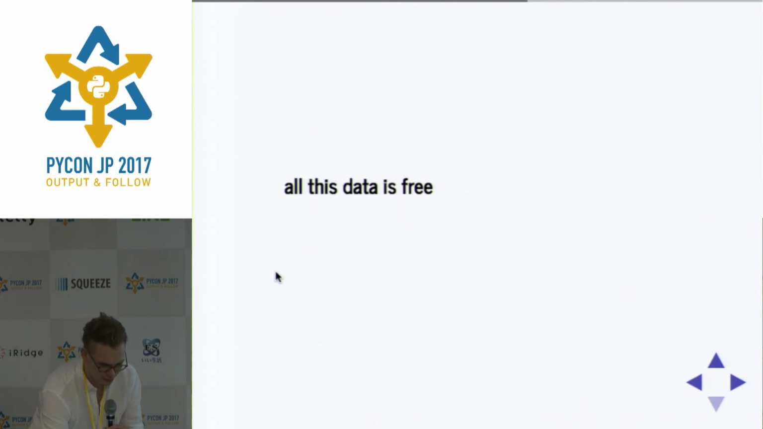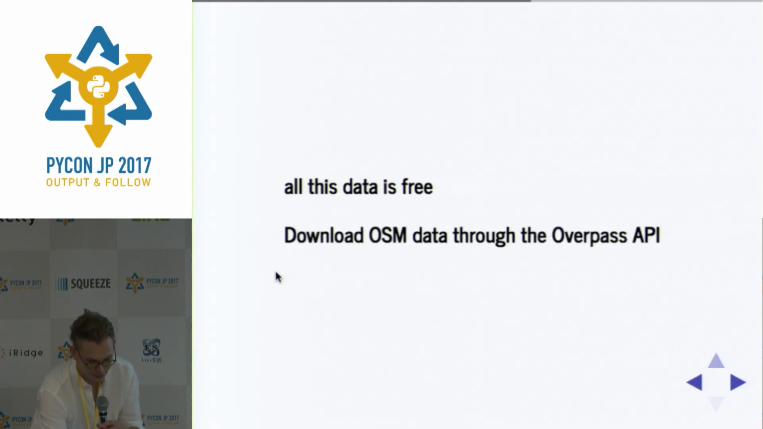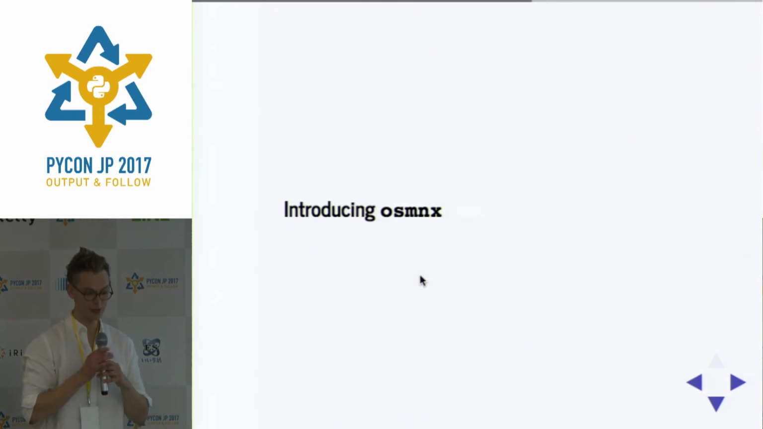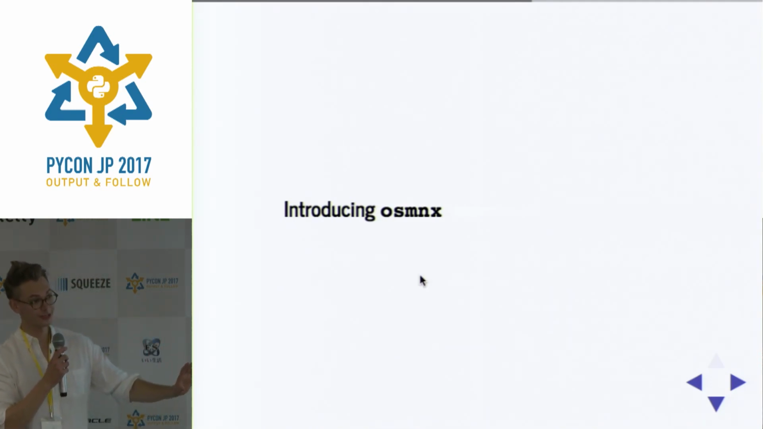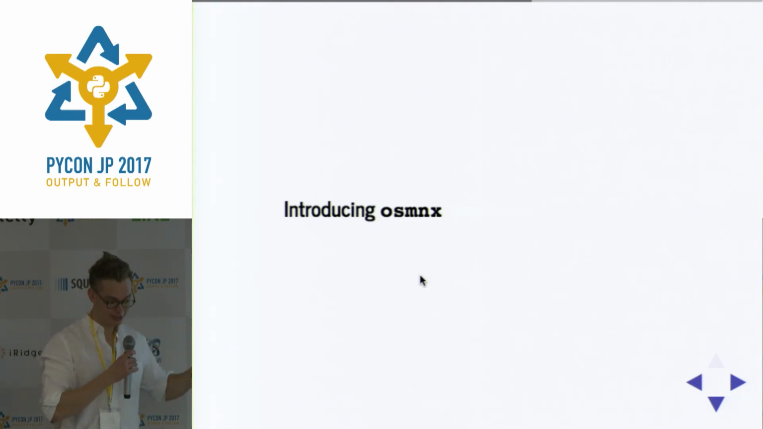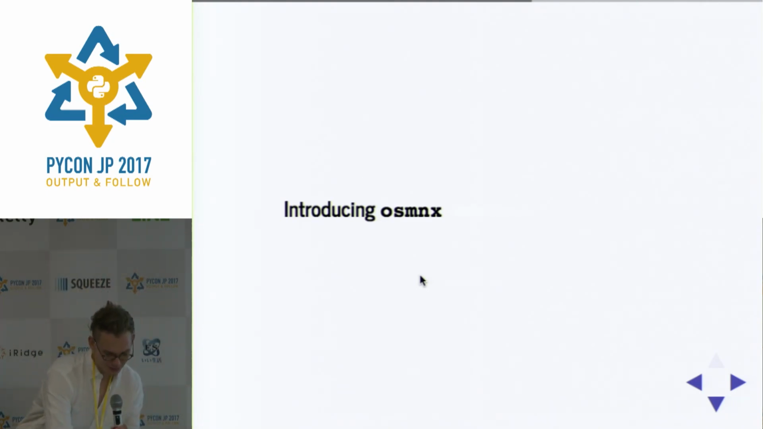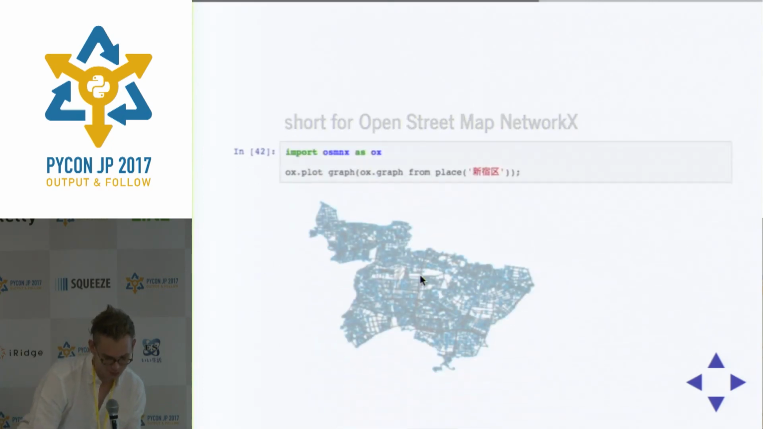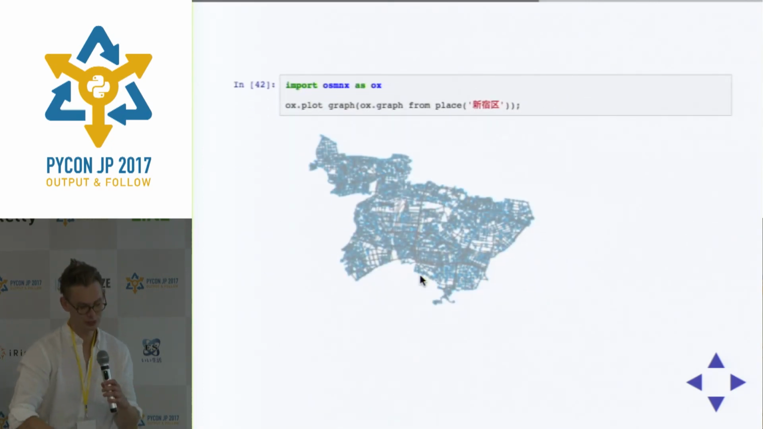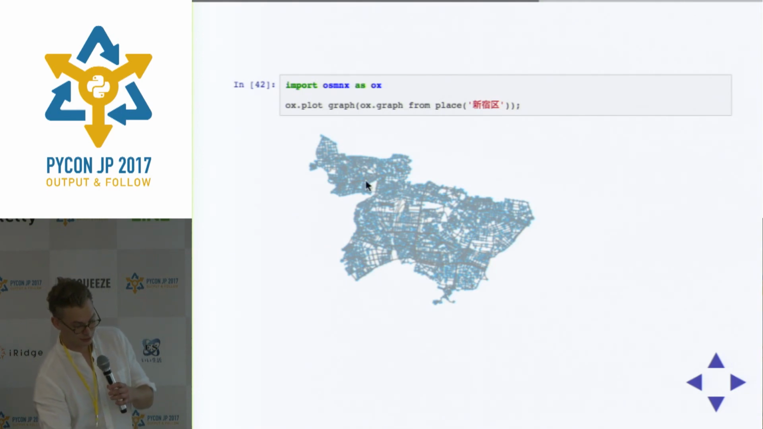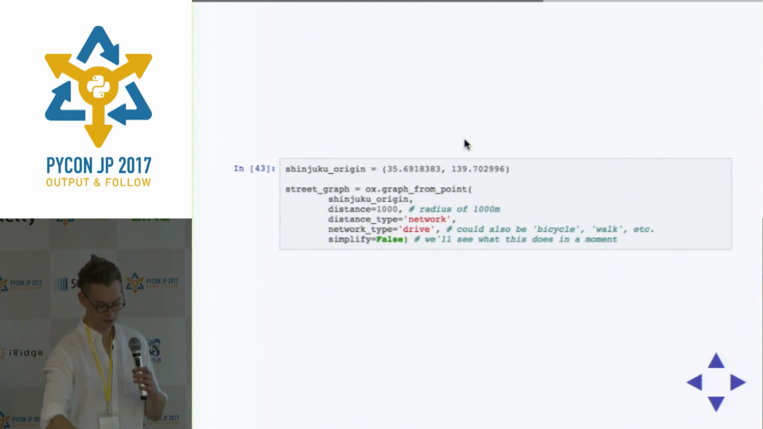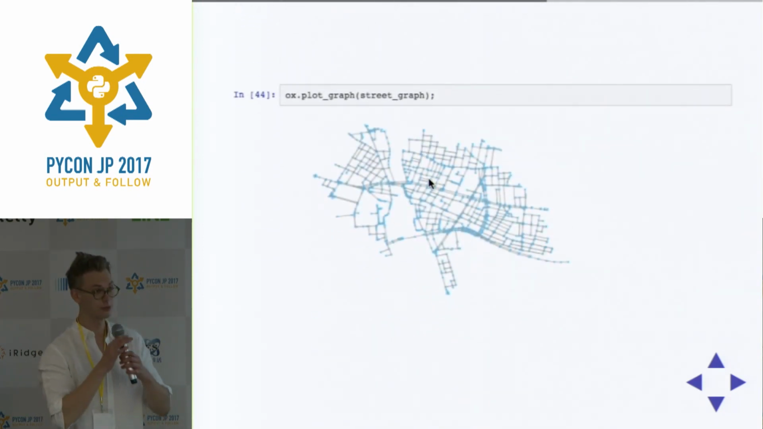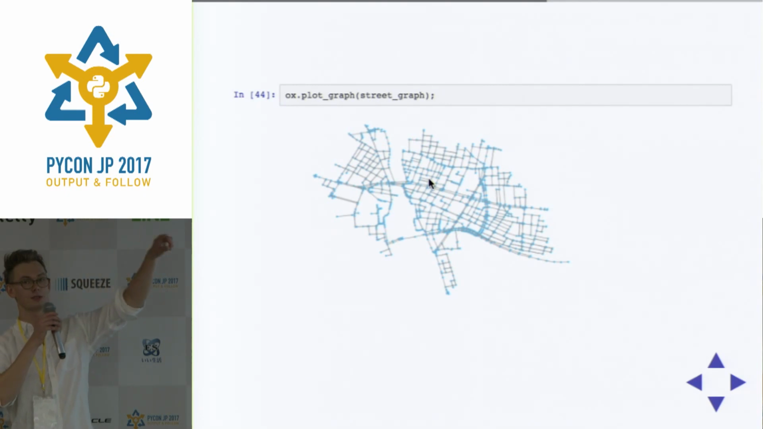So anyway, all this data is free, and we can download it through an API, but there's another really great Python package. I know I'm putting a lot of Python packages out there, but this really great Python package is called OSMnx, which stands for OpenStreetMap NetworkX. NetworkX is another famous package I'm sure most of you know. So we can, for instance, use it to get all the street networks from Shinjuku. It looks like this. Or we can get it from a point. So here I get also from Shinjuku within a 1 kilometer radius.